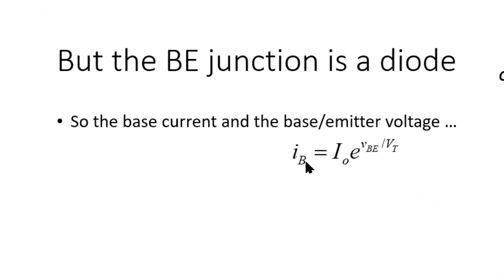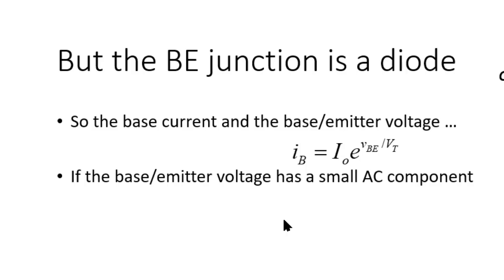So that has to follow that expression. The base current depends on VBE according to that exponential formula. Where is N? N is 1 for the transistor. We have only the thermal voltage VT and the saturation current I naught.